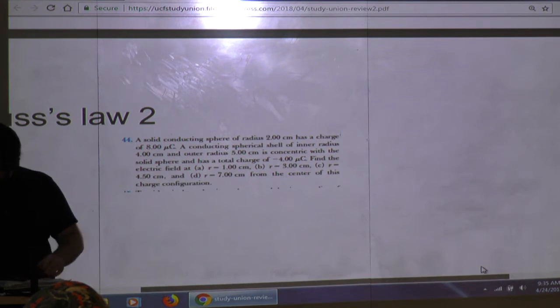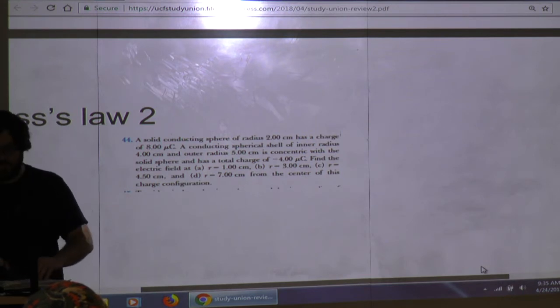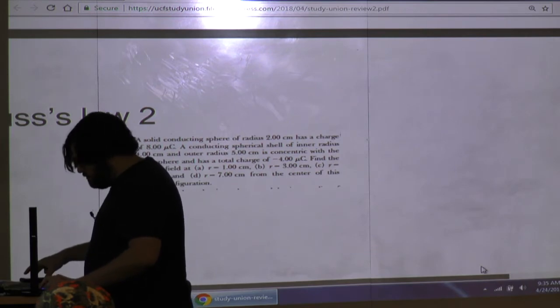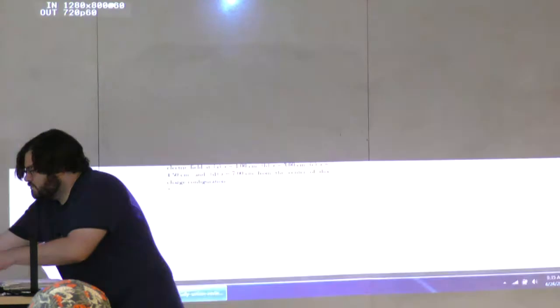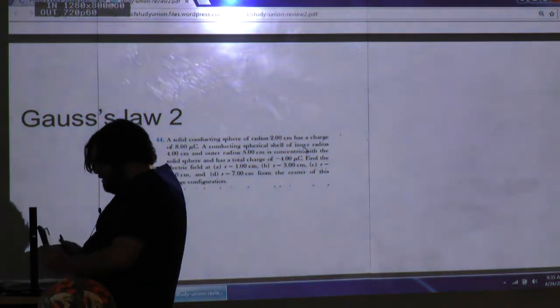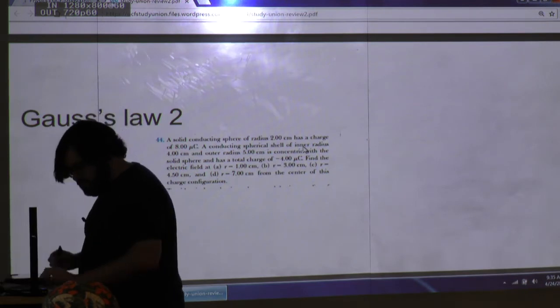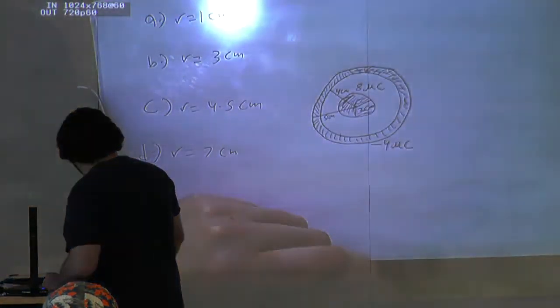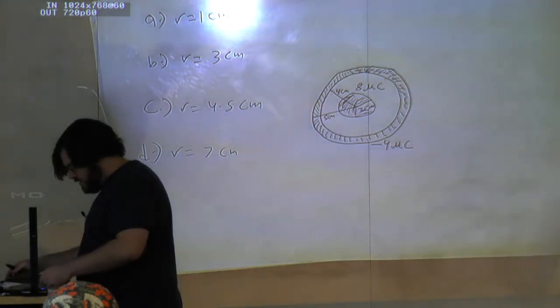All right. We ready to go over it? All right. So, this problem actually kind of has a trick question component to it. If I can get it to show up on the screen. There we go. So, there's my diagram.